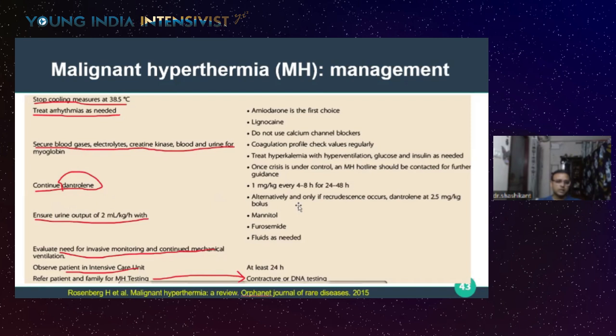If during treatment we find that the dantrolene dose is exceeding more than 10 mg per kg, then we have to consider that the diagnosis of MH is unlikely. So with doses up to 10 mg per kg, if symptoms start resolving, then it's okay. But if you start giving dantrolene and the dosage exceeds 10 mg per kg and the symptoms are still persisting, that means you have to reconsider the diagnosis of MH. We need to ensure urine output is on the higher side using IV fluids or diuretics, so as to avoid pigment-induced renal injury.